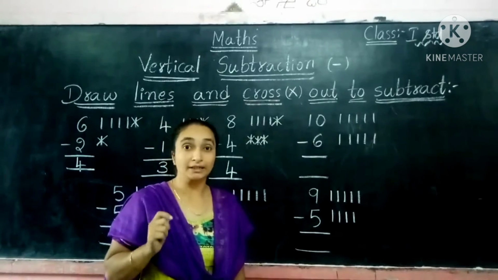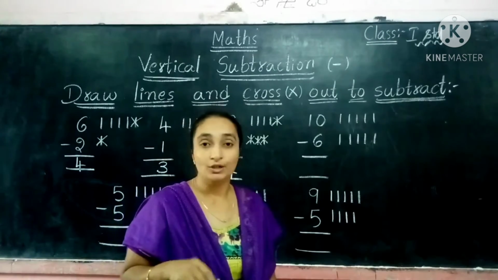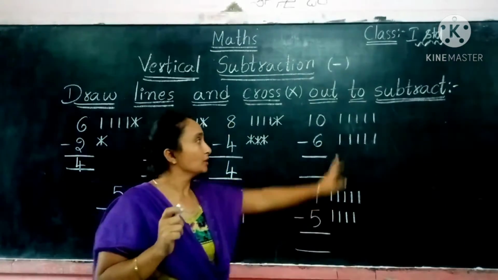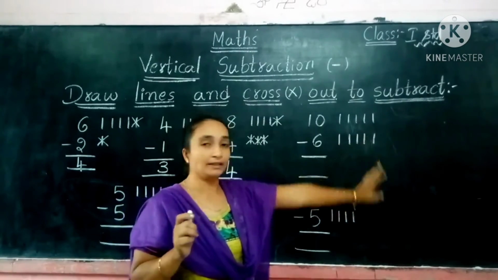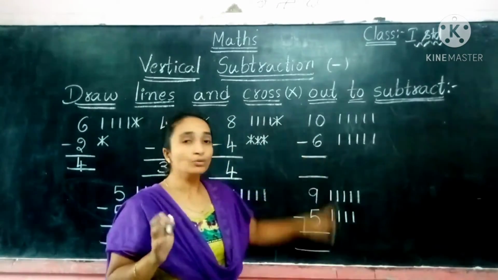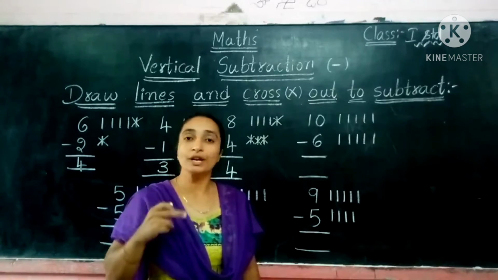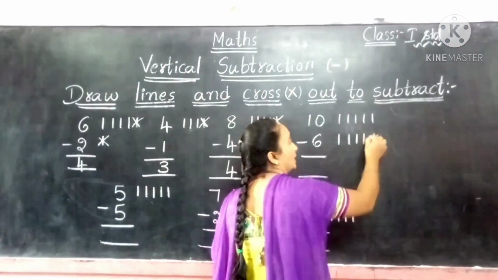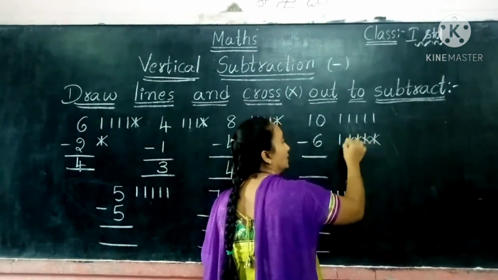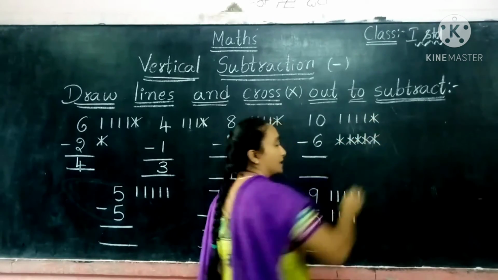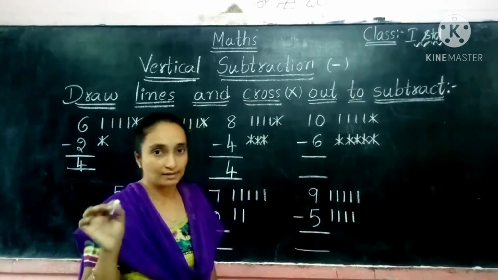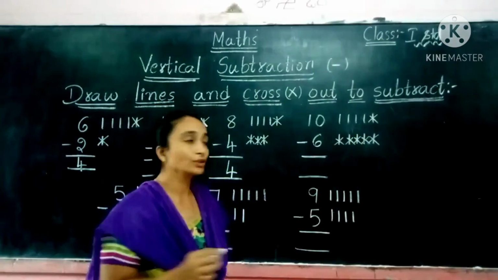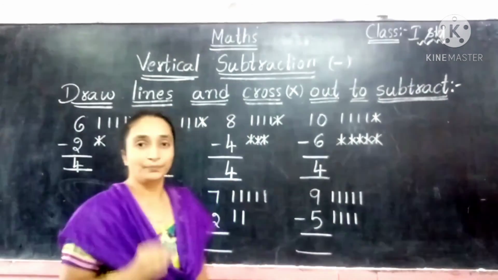So here 10. The first number is 10. So how many lines do you have to draw? Yes, 10 lines we have to draw. So 10 lines. 1, 2, 3, 4, 5, 6, 7, 8, 9, 10. So total 10 lines are there. Now the second number is 6. So we have to cross out 6 lines there. So let us do it, children. 1, 2, 3, 4, 5, 6. Slowly you can cross out the 6 lines. Remaining, how many are left there? 1, 2, 3, 4. So here the answer will be 4.